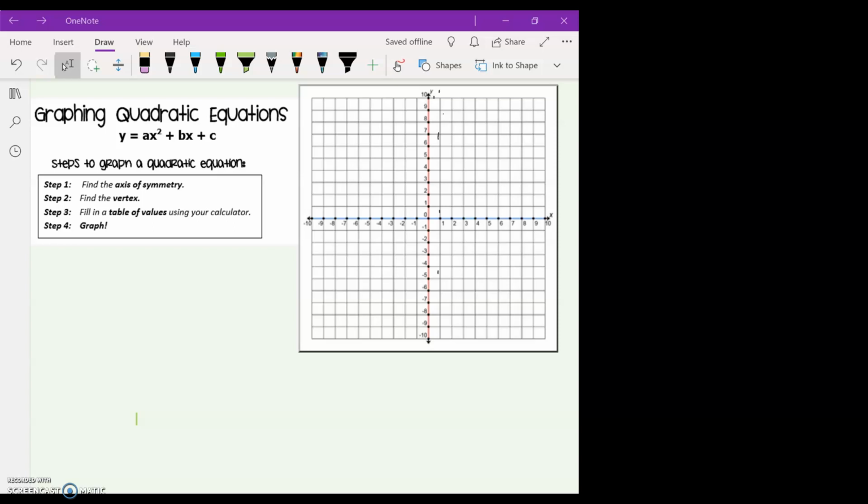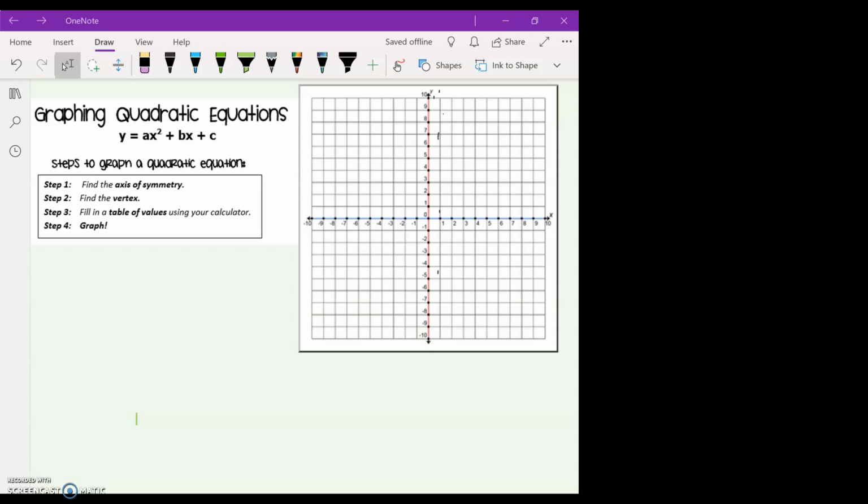All right, today we're going to talk about graphing quadratic equations using the axis of symmetry, using the vertex, using a table of values, and then ultimately plotting all of our points and graphing them. There's going to be a lot of pieces to these quadratic equations, so you want to make sure that you find an organized way to attack these problems.